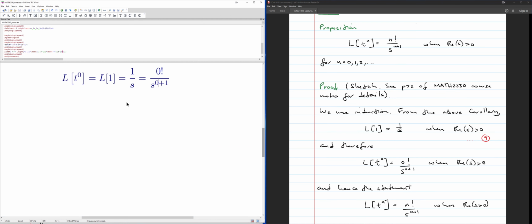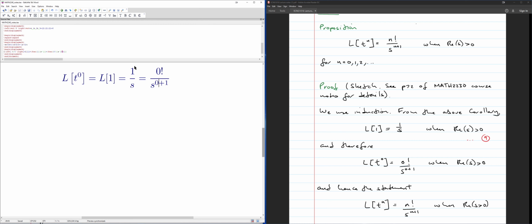And okay, so we want to show the start case, right? Well, we want Laplace of t to the 0. t to the 0 is equal to 1, right? So Laplace of t to the 0 is equal to Laplace of 1, right? We know from before that we just saw that Laplace of 1 is 1 on s, right?